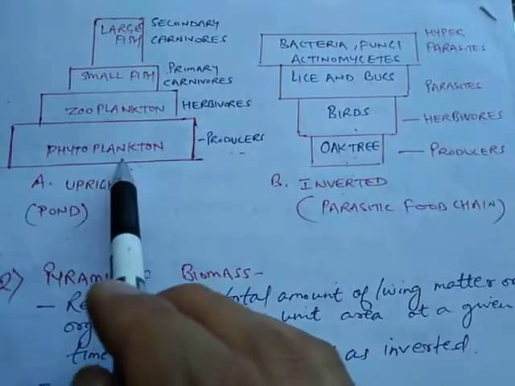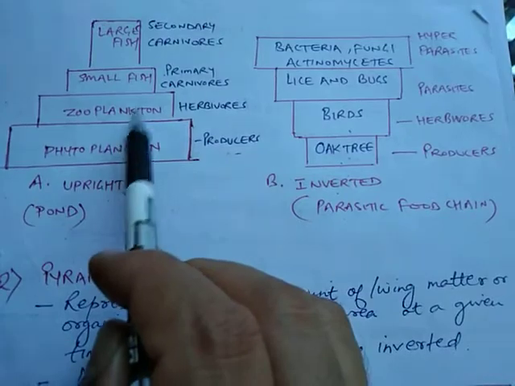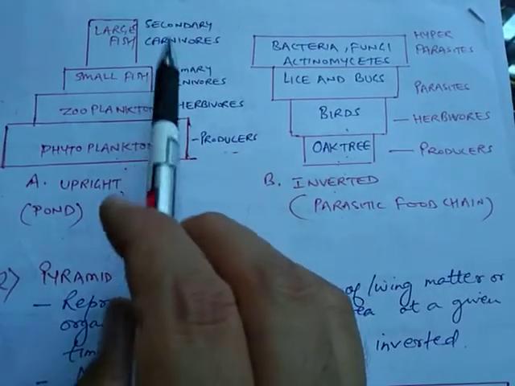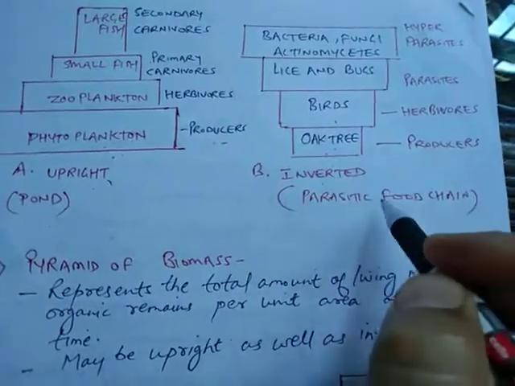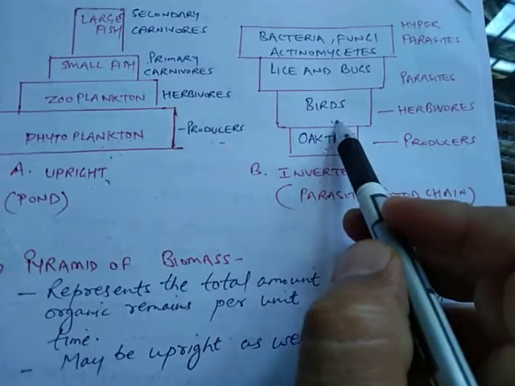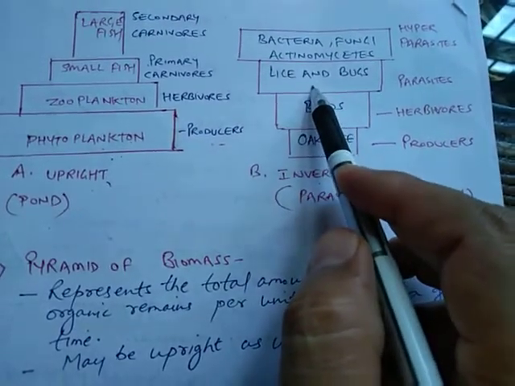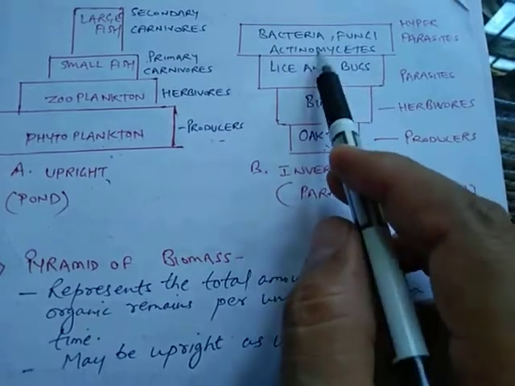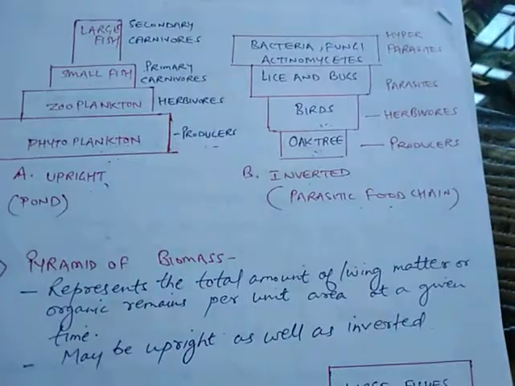You can see in case of upright, producers are more, then herbivores less, primary carnivores then less, and these are least. In case of this inverted, that is a parasitic food chain, you can see oak trees, producers, are less, then birds are much more in number, then lice and bugs are much more, and at last you can see these hyperparasites are very much in number.